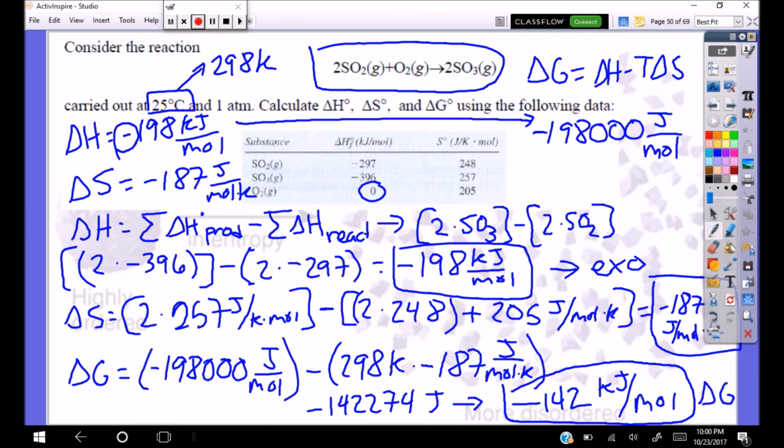All right, so this is interesting. This goes along with what we said in the last problem. Even though we're creating order, we're releasing so much energy that this is still what kind of reaction? It is spontaneous. Yes, negative 142 means it is spontaneous. So this reaction gives off so much energy that it doesn't matter that we're making it more ordered. It just matters that we're more favorable by giving off this much energy.